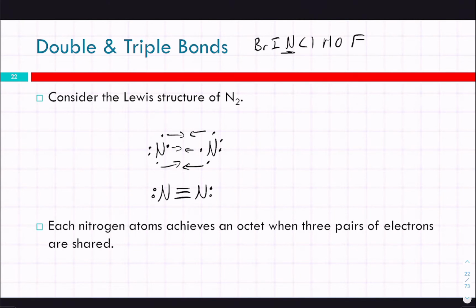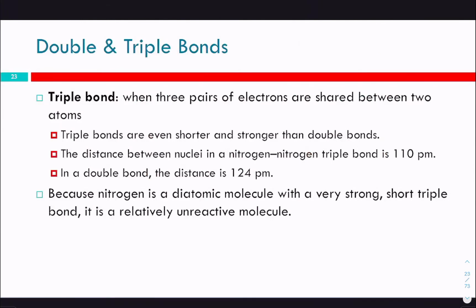So just like a single bond is 2 electrons, a double bond is 4 electrons, a triple bond is 6 electrons. So if a double bond is shorter than a single bond, a triple bond is even shorter. And actually, as these bonds get shorter, they also get stronger. So the distance between nitrogen-nitrogen triple bond nuclei is 110 picometers, whereas in a double bond it was 124, and it was about 140 in a single bond.